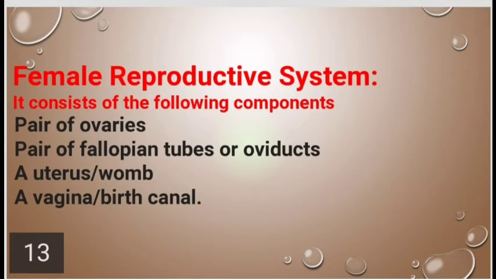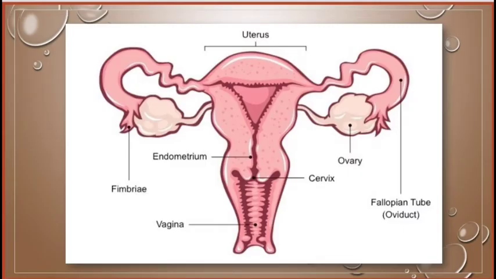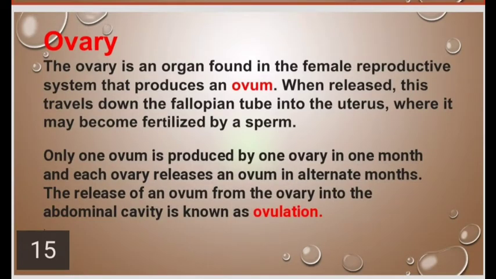Female reproductive system. It consists of the following components: a pair of ovaries, a pair of fallopian tubes or oviducts, a uterus or womb, and a vagina or birth canal. Ovary. The ovary is an organ found in the female reproductive system that produces an ovum. When released, this ovum travels down the fallopian tube into the uterus, where it may become fertilized by a sperm.